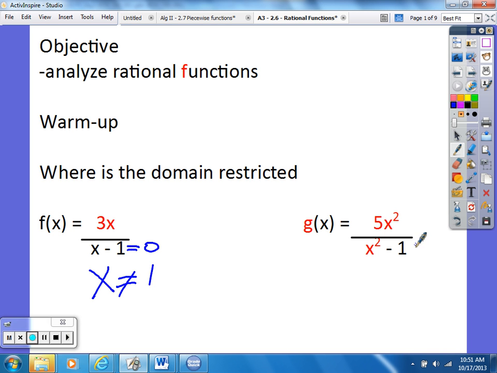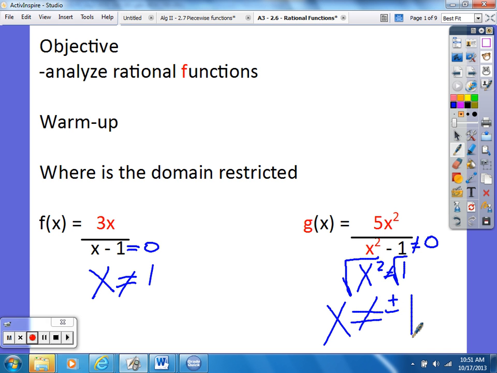It's the exact same type of problem. Not equal to 0. I'll add 1. So x squared cannot equal 1. And I'll take the square root. Uh-oh. Justin? Good. x is not equal to plus or minus 1. So here it's restricted twice, where in the first one it's only restricted once.